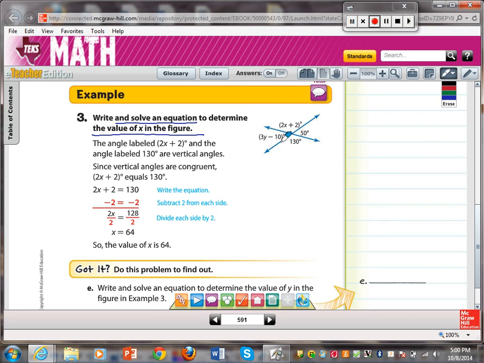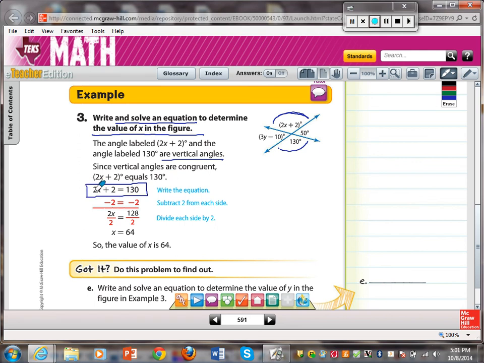So what's going to happen here is going to say the angle labeled 2x plus 2, which is this guy right here, and angle labeled 130 degrees are vertical angles. So you have to recognize that now, that this equals this because they are the same. They are congruent. Since vertical angles are congruent, we can set it up like this. 2x plus 2 is equal to 130, and that's how you get your equation.